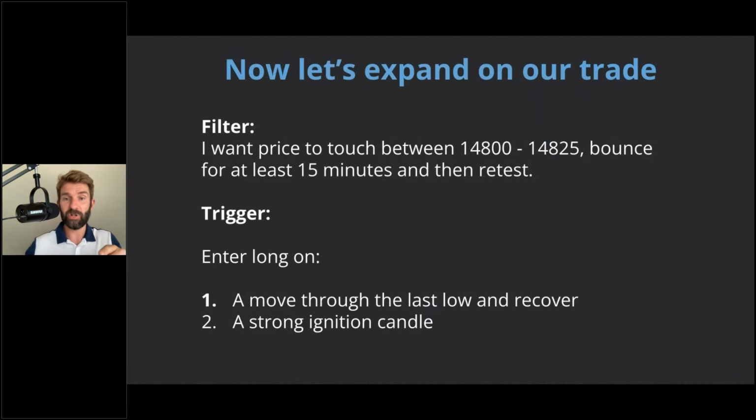So if we go back to the slide before, we want price to touch that zone, right? That's our thesis. We've gone through that process, calibrated, trade idea. There's our zone, 14,800, 48.25. Bounce for at least 15 minutes, right? Arbitrary level, arbitrary thing. That's our filter. We want some sort of extension, then retest. And now our trigger is going to be, we're going to go long on a move through the last low that recovers, or a strong ignition candle.